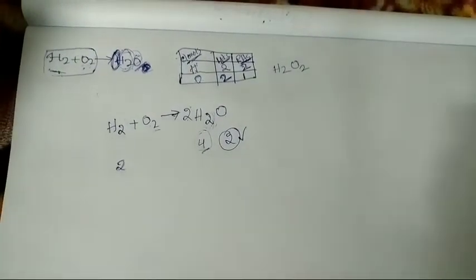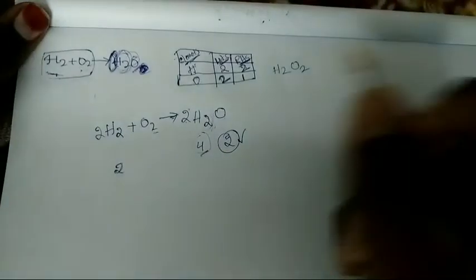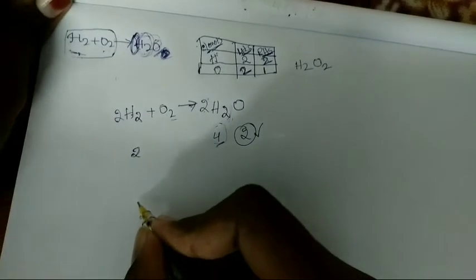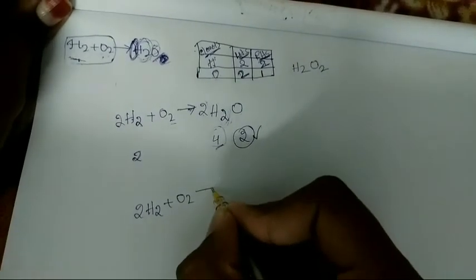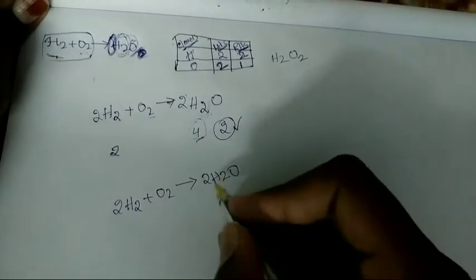Now we can think, if you write here 2, what happens? See, 2 hydrogens, 2 hydrogens. Let's write it again. 2H2 plus O2 gives rise to 2H2O. I think this is the equation.